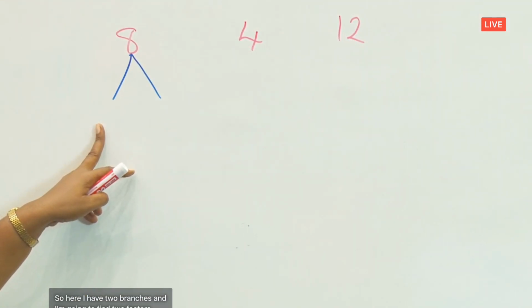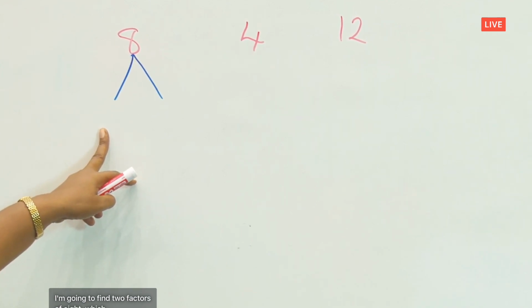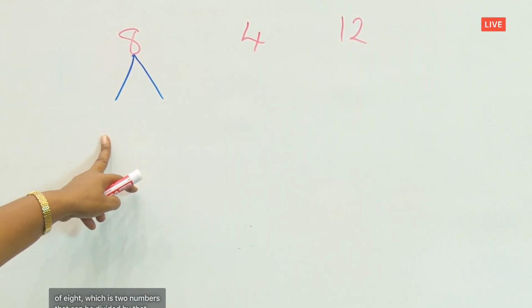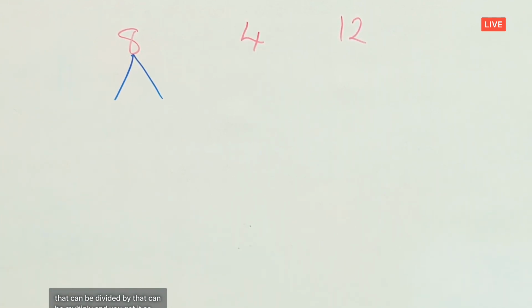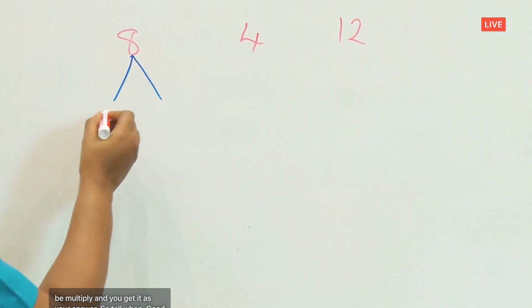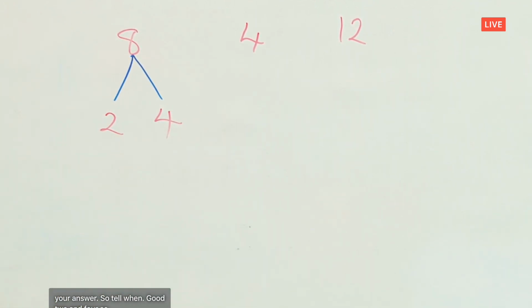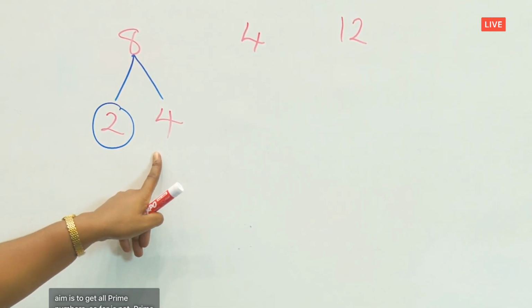So here I have 2 branches. And I'm going to find 2 factors of 8, which is 2 numbers that can be multiplied, and you get 8 as your answer. So tell me, very good. 2 and 4. So 2 times 4 is 8. And there is one more thing I want you to pay attention to. Whenever we find those factors, if any of the factors is a prime number, you circle that number. Do we have any prime number there? Yes. So we circle this prime number because our aim is to get all prime numbers.